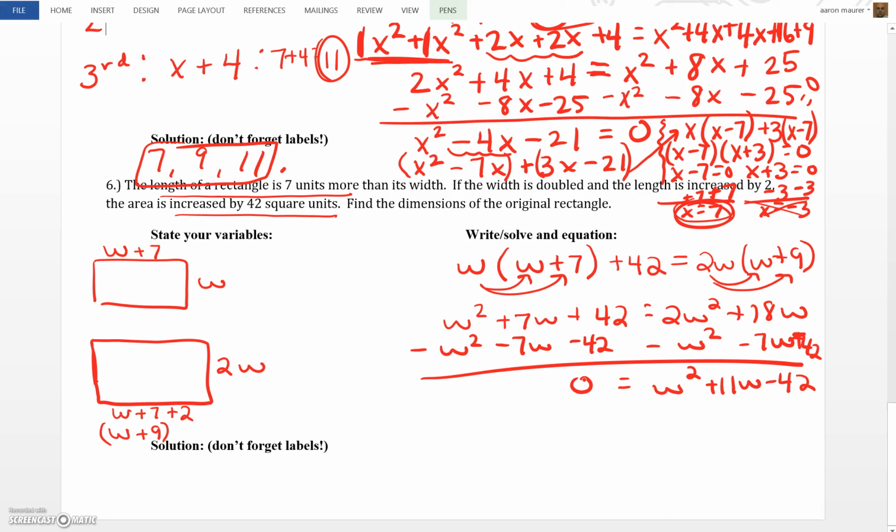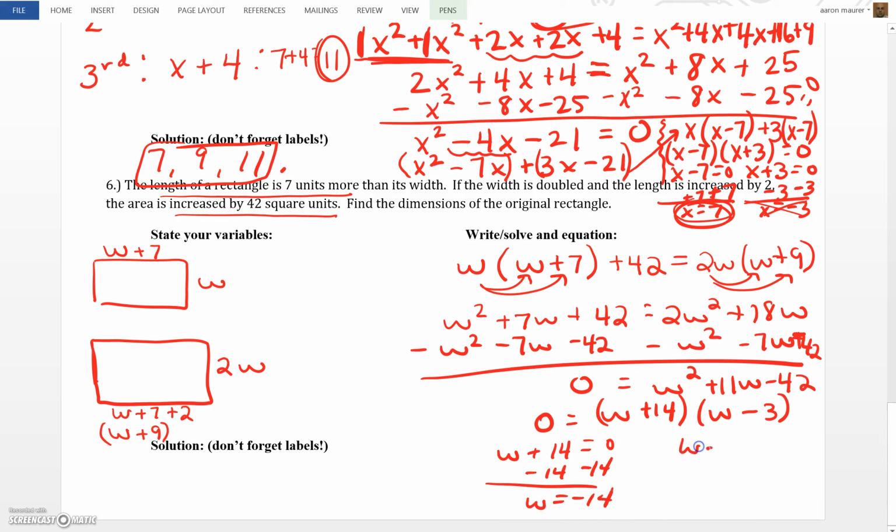So whatever method you use, I'm not going to take the time to show those, you would end up with the factored form of being W plus 14 times W minus 3. So when I set each part equal to 0, you'll notice that I get a width here of negative 14 and a width here of 3. Well, I cannot use or have a negative width. So this one we automatically cannot use.